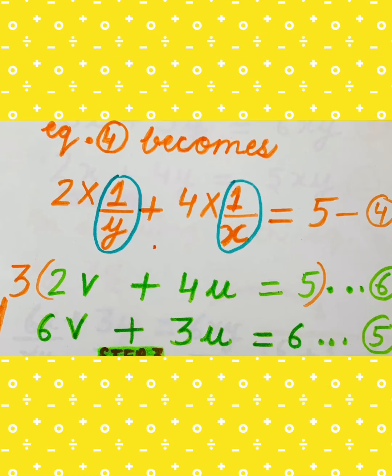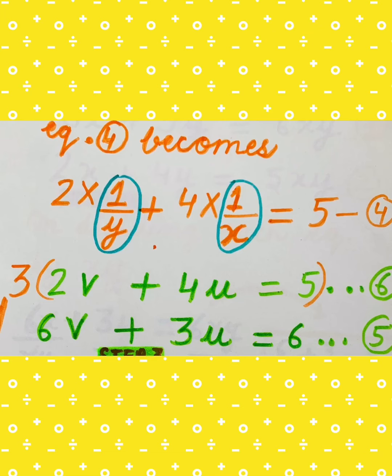The same way children, we shall convert equation number 4. Equation number 4 is 2 upon y plus 4 upon x equal to 5. We shall write it in expanded form. 2 upon y means 2 into 1 by y plus 4 upon x means 4 into 1 by x equal to 5. I will replace 1 by y by v, so it will become 2v plus 4 into 1 by x means 4u equal to 5.